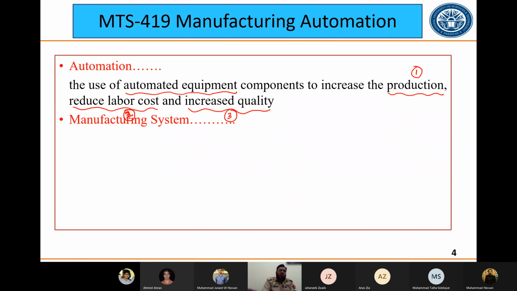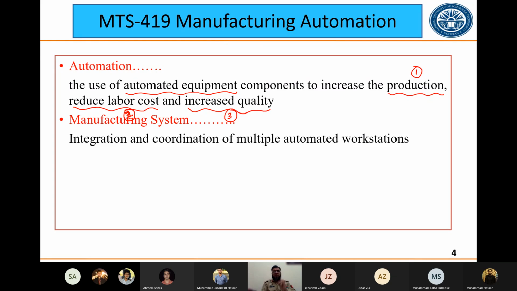While we are talking about manufacturing systems, we would be coupling the automation with the manufacturing system. It means we have a system in which we are manufacturing, producing some things. Those things can be anything; we will be going through certain types of production also. So we will be going through a manufacturing system in which we are using automated equipment, which could increase our production, reduce our labor cost and increase the quality of our product.